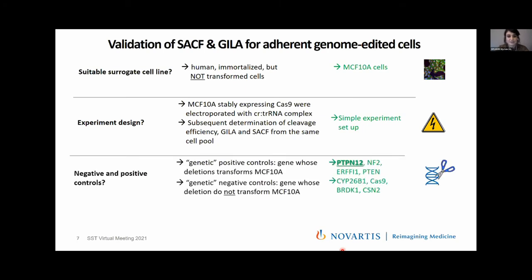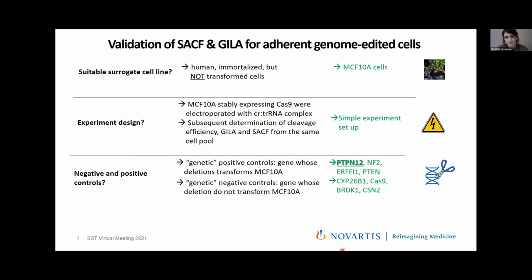Then we needed suitable controls. And in this case, a suitable control would be a CRISPR-Cas9 mediated control. So as a positive control, we would delete genes that transform MCF DNA. So for example, oncosuppressors. And as negative control, we would delete genes that don't have an effect on the anchorage-independent growth of MCF DNA. And we determined a set of positive and negative controls.